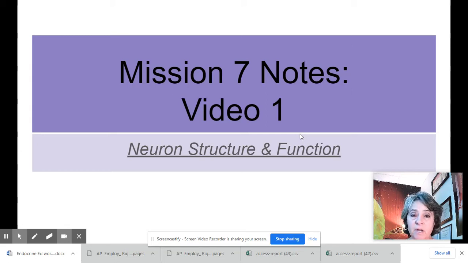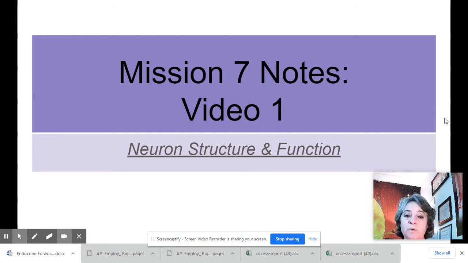This is our unit that we're going to be covering for the rest of this whole third 6 weeks. I'm combining a lot of things, but it all involves the system that controls and coordinates your movements, thoughts, your senses, how you respond to things, your reflexes. So we'll be doing quite a bit of different things within this whole 6 weeks.